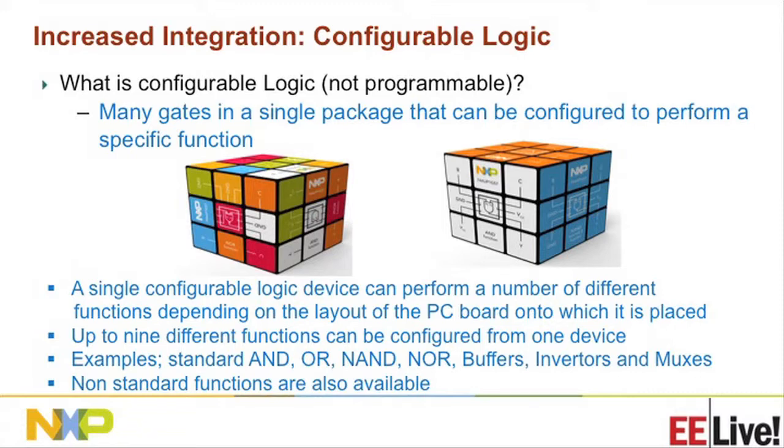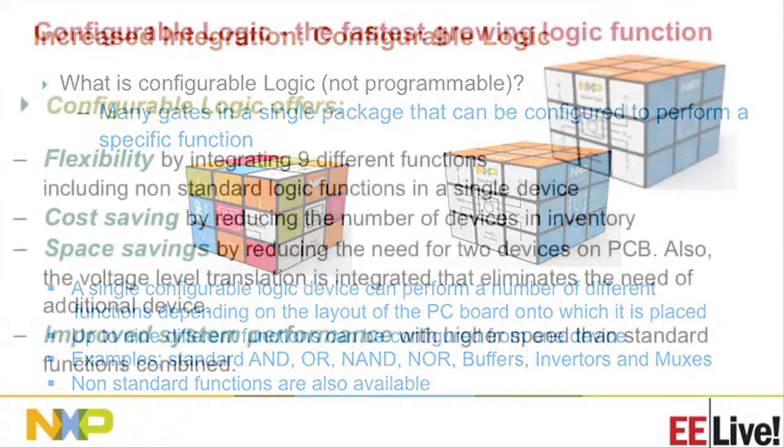Some of the standard function examples are AND gates, OR gates, NAND, and buffer. Again, this is the same device, but all of these functions can be configured out of that one device. And later on, we'll see how that works. And then there are some non-standard functions also, which are available in that package.